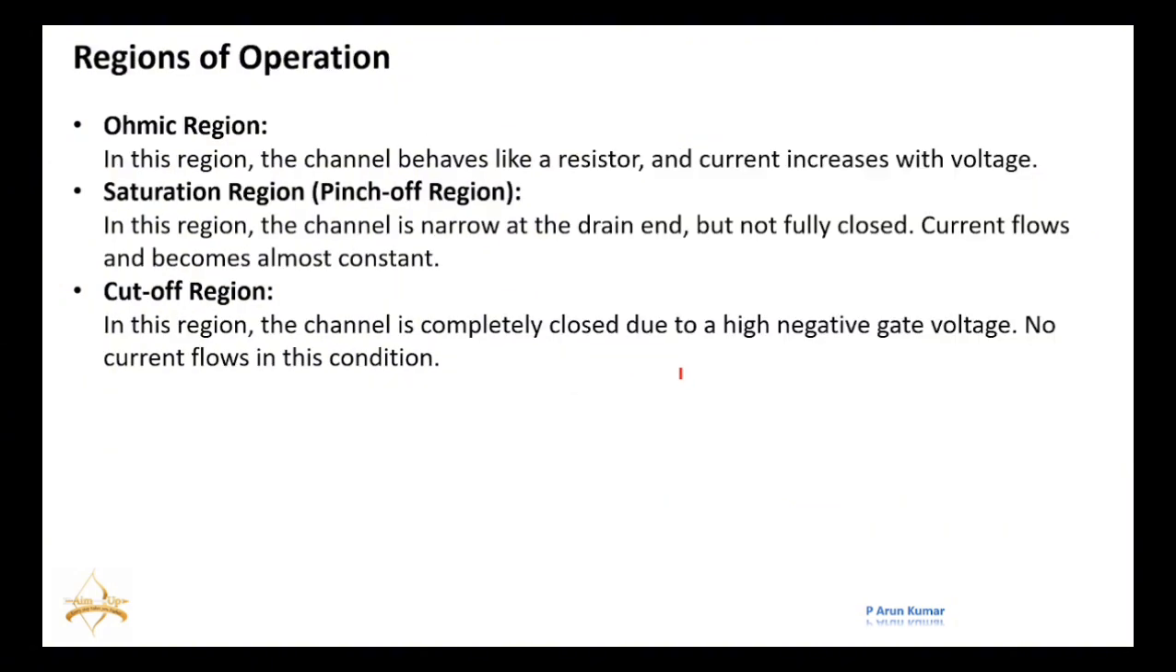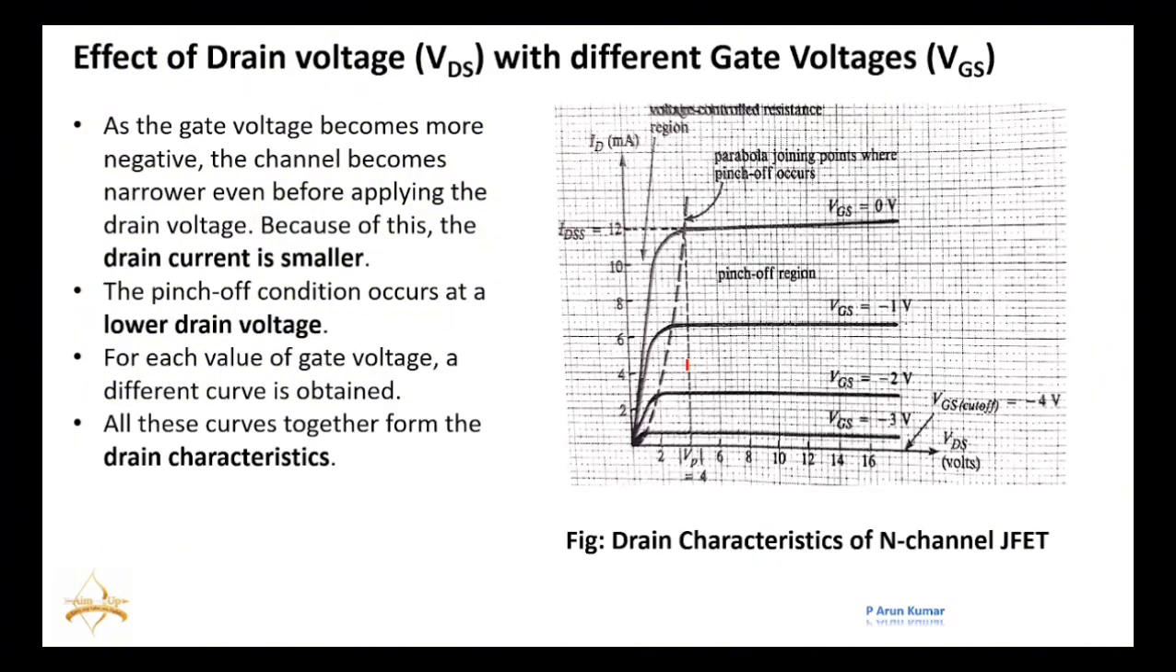These are the regions of operation: ohmic region, saturation region, and cutoff region. In this region, as we increase VDS, the current also increases. This is called the ohmic region. Where, as VDS increases, the current is constant, this is called the saturation region. And the cutoff region is the lowest one. At some particular point of VGS, the channel is completely closed, and from there onwards we indicate it as the cutoff region.